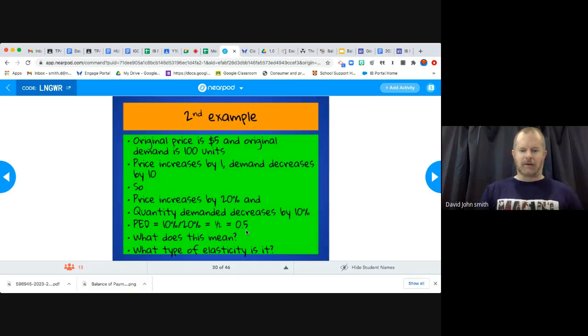Well done, right? Because the quantity demanded only changed by 10%, but the price changed by 20%, right? So it is decreased, yes, but it is decreased by half the amount that the price change was.